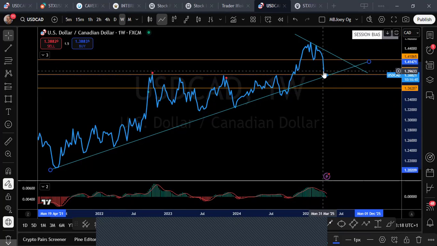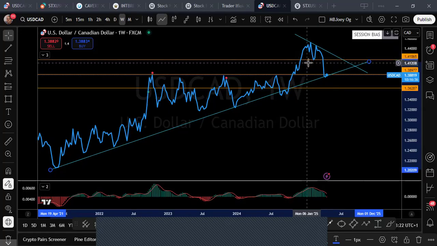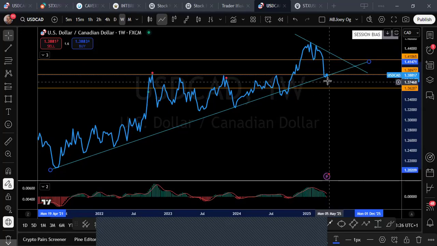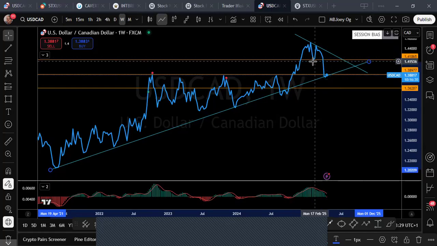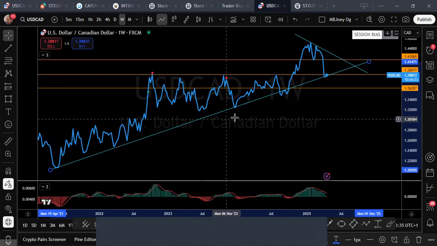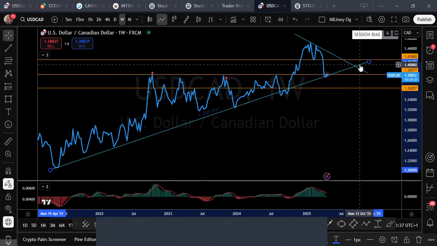Am I making sense? Yes. On the weekly, this was the broken area. So if I'm going to do anything, I would want to see a retest of that broken area before I take a sell, which somehow aligns with the price moving upward.